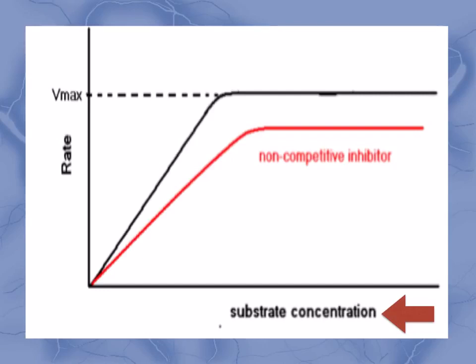Here you can see the effect of a non-competitive inhibitor on the rate of reaction. The substrate and inhibitor are not competing for the same site. So although you're increasing the substrate concentration, it doesn't affect the non-competitive inhibitor. Now, why do you have a lower maximum rate of reaction? This is because the enzyme's not working efficiently in the presence of the inhibitor.